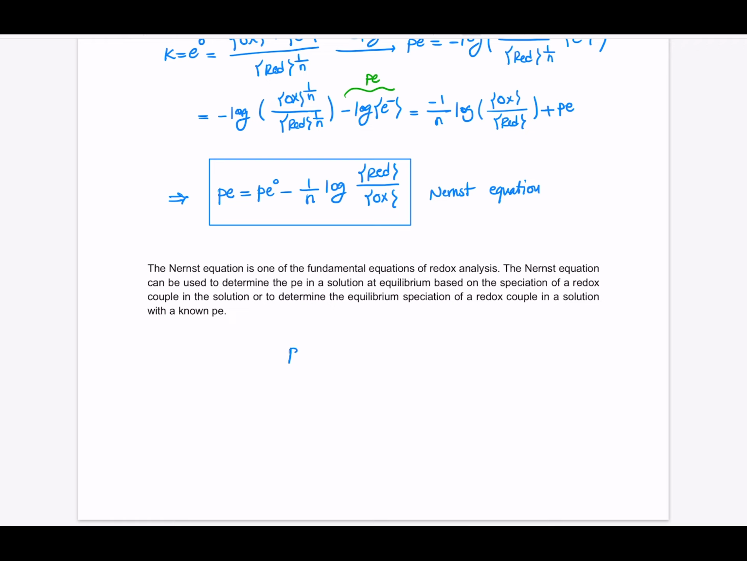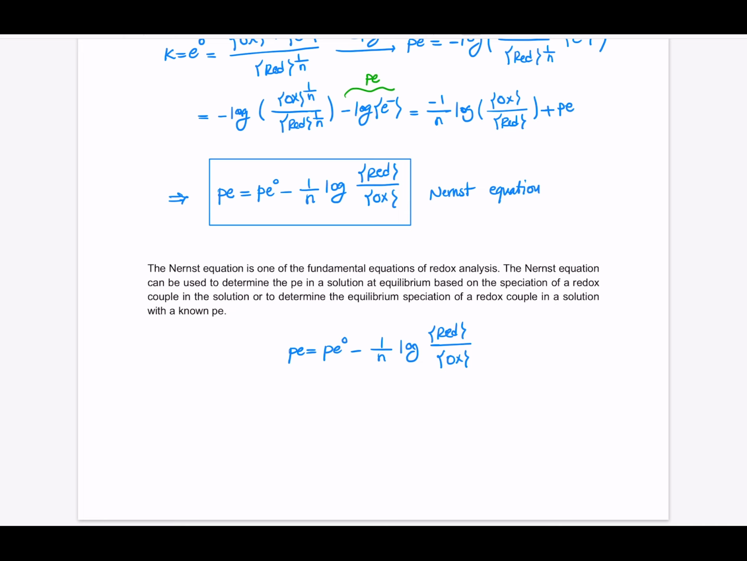So basically, if we have the simple form of PE0, 1 over n, log of reduced, just keep in mind this is log of reduced over oxidized, and minus 1 over n. You could have plus, but then you have to switch these two. But in the form that we wrote, it's reduced and then over oxidized.